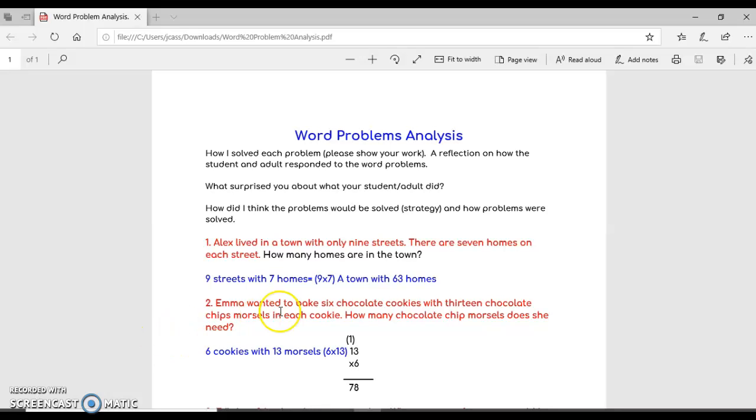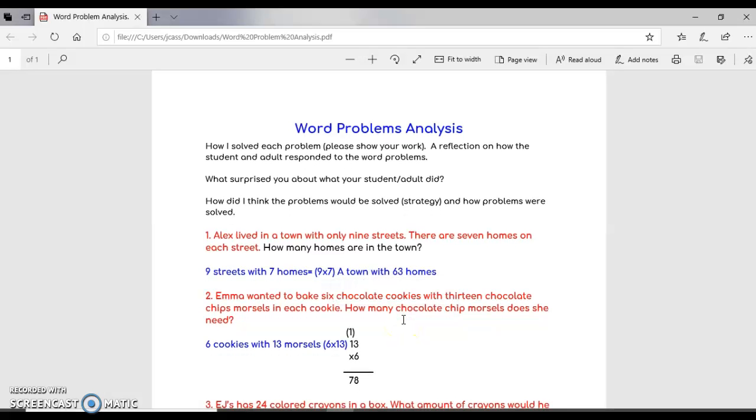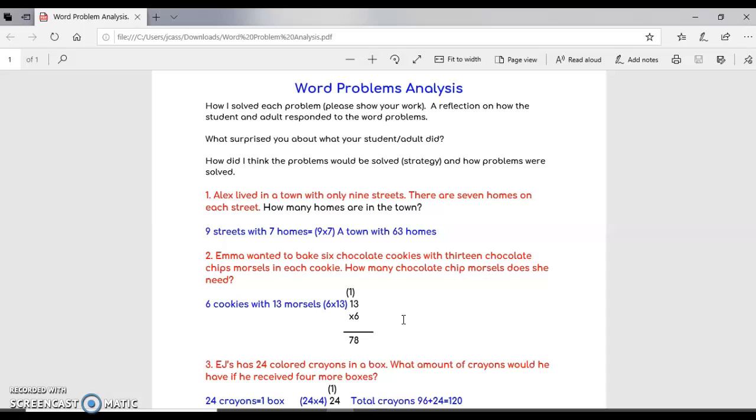I would first like to start with showing you how I solved each problem. My first question was: Alex lived in a town with only 9 streets. There are 7 homes on each street. The question: how many homes are in the town? What I did, I looked at the number of 9 streets and 7 homes on each street. So 9 times 7 means there are 63 homes in the town.